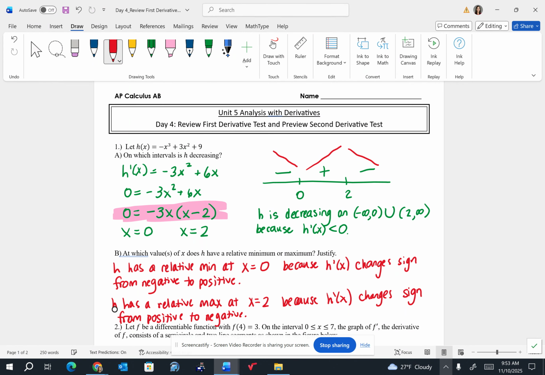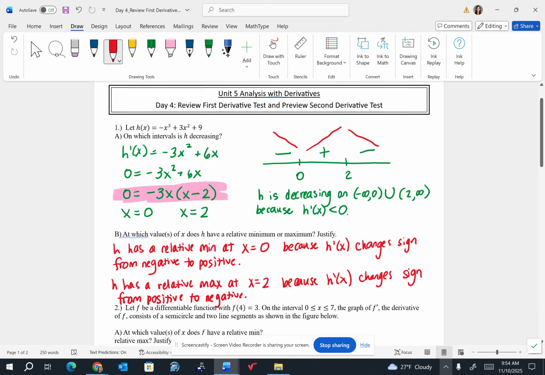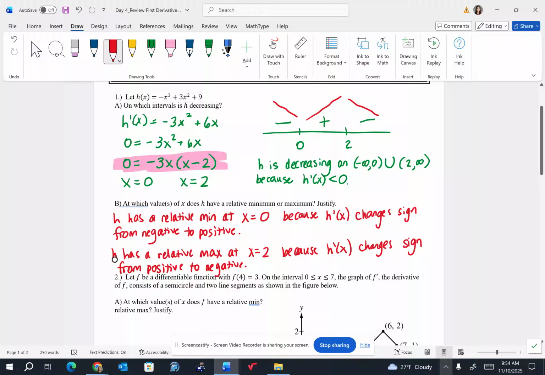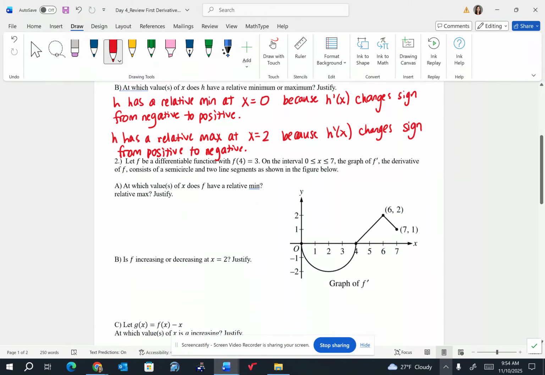So even though all that information is in our chart, it turns out they do actually want us to state that in words. So that was example 1. I gave you a function. You had to find the derivative and set it equal to 0 to find the critical points, and then we had to make a sign chart with our critical points to see where the function was increasing or decreasing and to see where the function had a relative max or min.